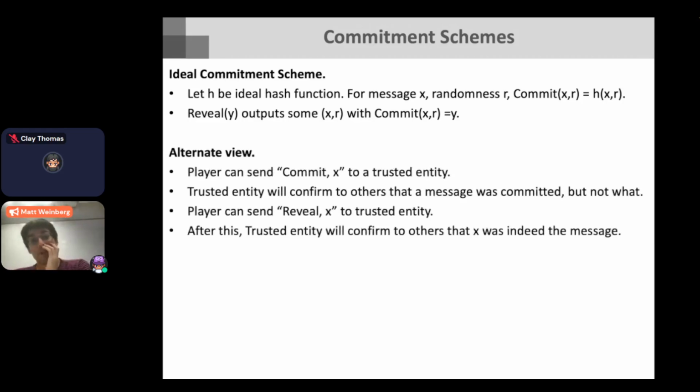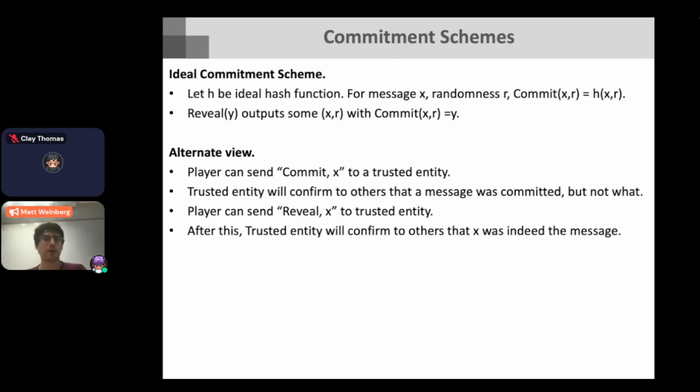An alternate view that, for some people, may be easier to process is to imagine you had an entity that you trust. Basically that entity is going to act like an envelope, right? So you can commit by sending something to this trusted entity, and the trusted entity will tell other people that a message was committed, and they won't say anything else.